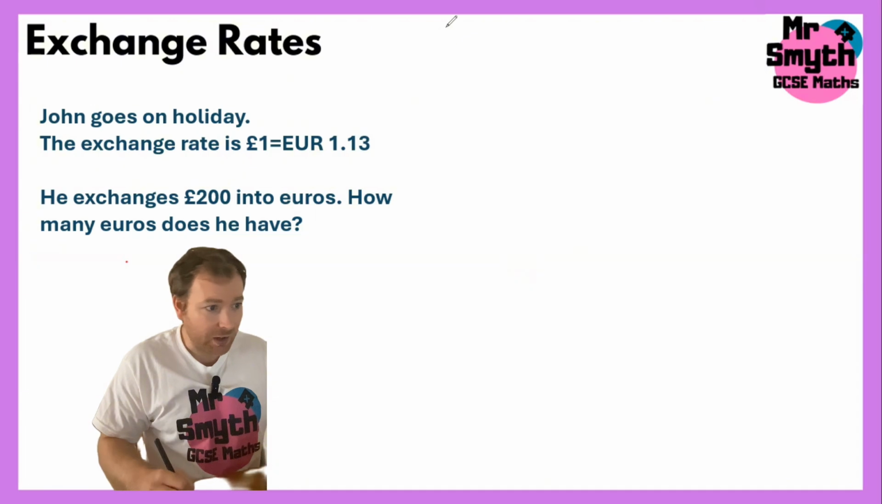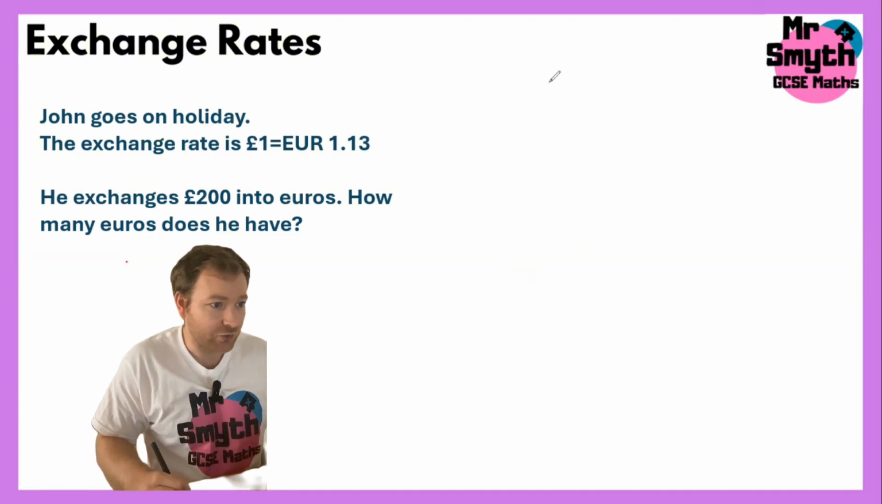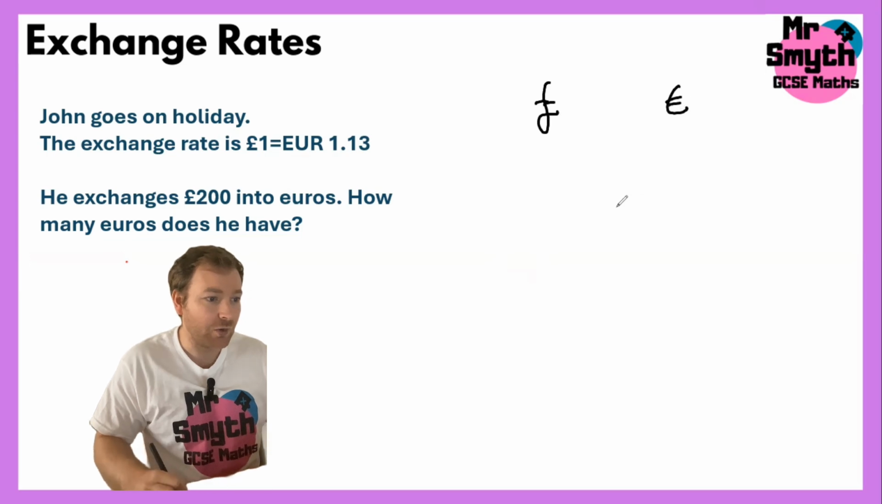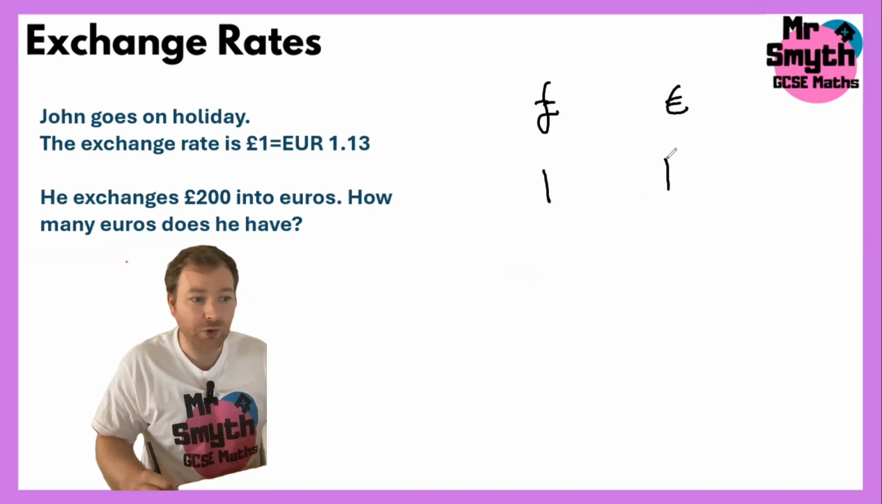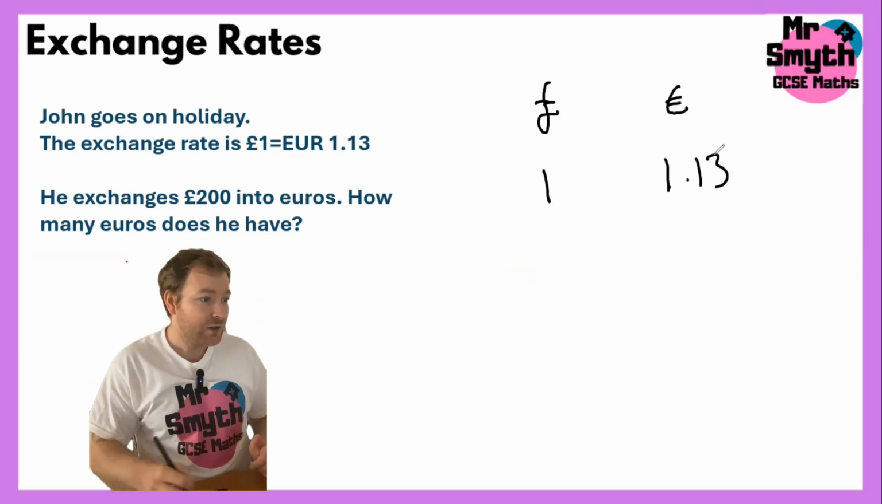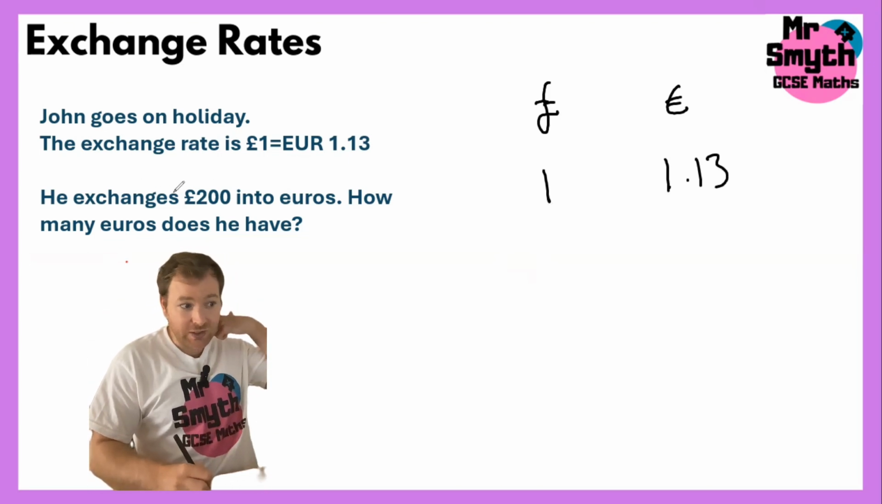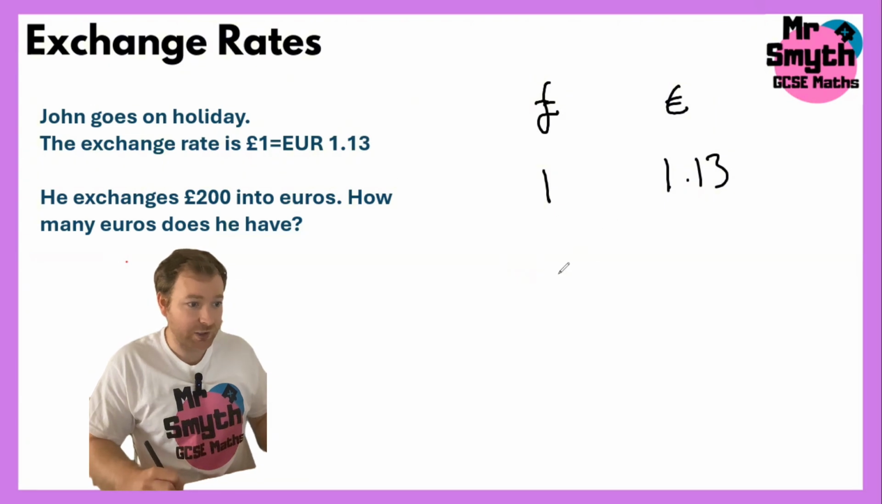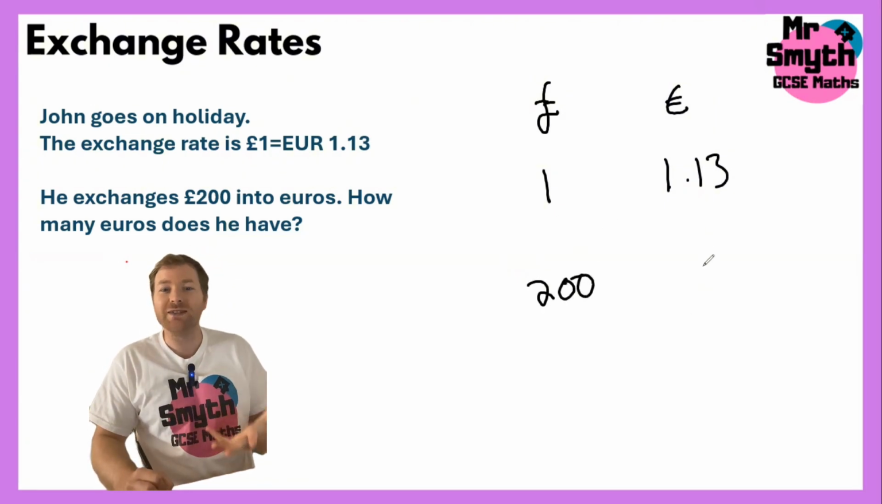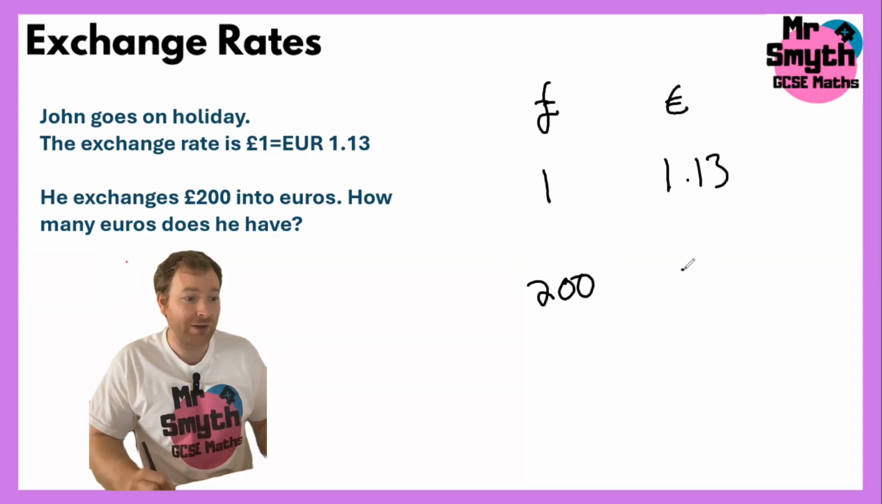So, I like to do things this way. I'm just going to draw a pound symbol here and a euro sign here. Now I'm going to put 1 under the £1 and the 1.13 under the euros just to show that translation there. So he exchanges £200 into euros. We're going to put the £200 here. And euros, we don't know what that is. That's the thing we're going to work out. So I'm just going to put an X here.